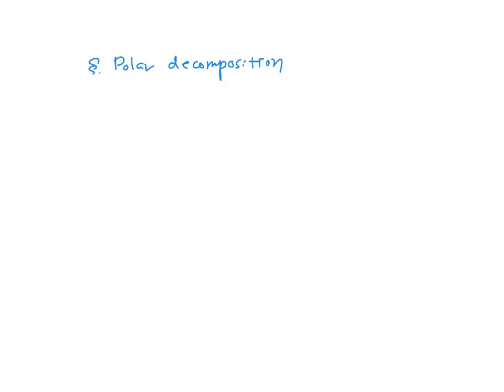Polar decomposition is actually very important as an application to deep learning. Everybody knows deep learning these days, right? And so A is any n by n matrix.